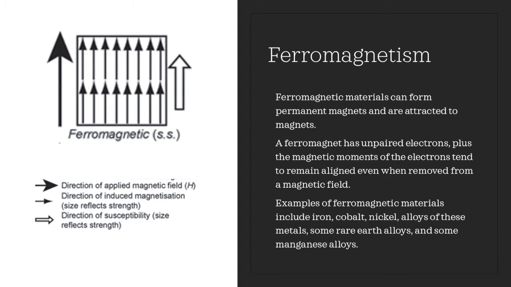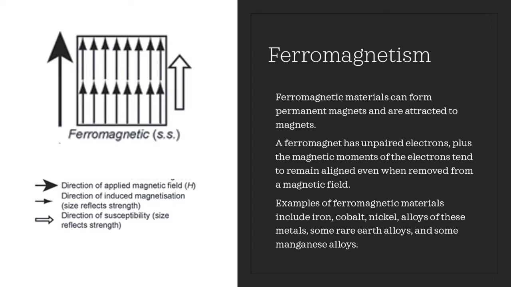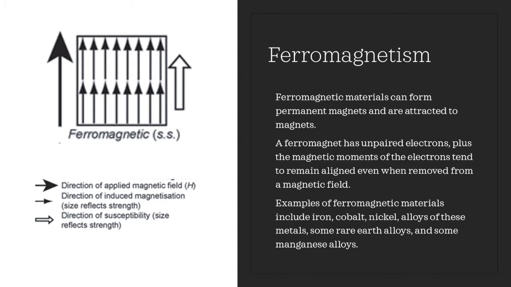Third one is ferromagnetism. Ferromagnetic materials can form permanent magnets and are attracted to magnets. A ferromagnet has unpaired electrons, plus the magnetic moments of the electrons tend to remain aligned even when removed from a magnetic field. Examples of ferromagnetic materials include iron, cobalt, nickel, alloys of these metals, some rare earth alloys, and some manganese alloys.